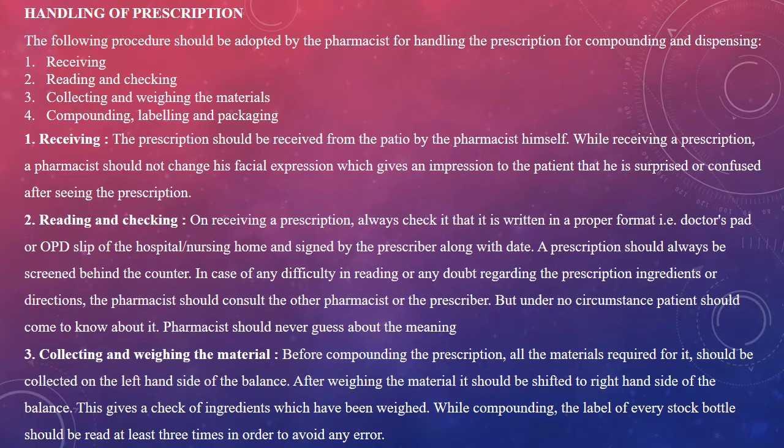Next is reading and checking. On receiving a prescription, a pharmacist should always check that it is written in a proper format, that is, on a doctor's pad or OPD slip of the hospital or nursing home, and signed by the prescriber along with the date. A prescription should always be screened behind the counter.